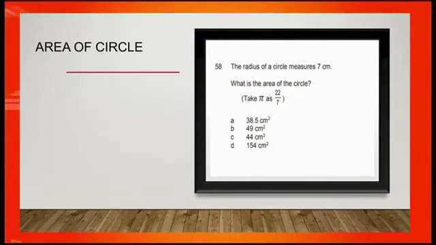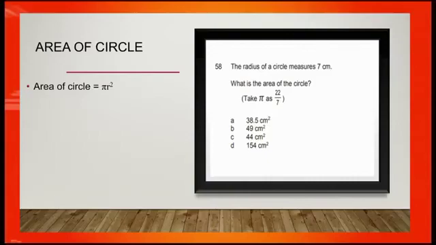So if you look here, the formula, the way to calculate the area of a circle isn't given. You're given everything you need, though. You're given the value of the radius, which is 7 centimeters, and you're also given the value of pi, because it says, take pi as 22/7. So you should know that the area of a circle is pi r squared.